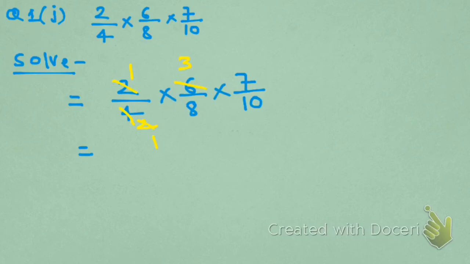Now students, is any number divisible here? No. 2 upon 4, so 1 2. Okay, so our answer is 21 upon 80. Okay, now let's go to next question.